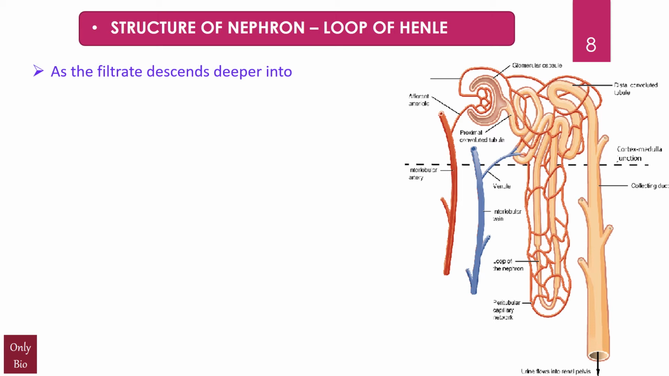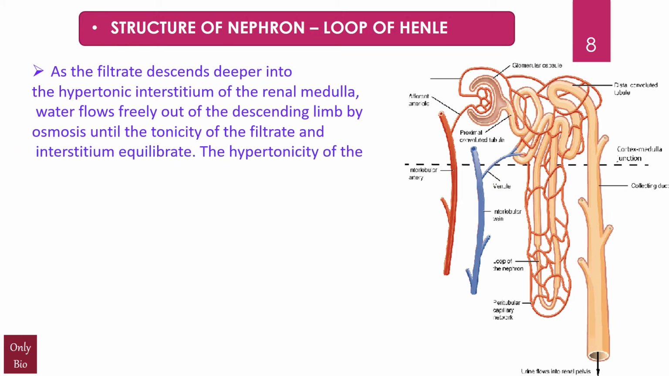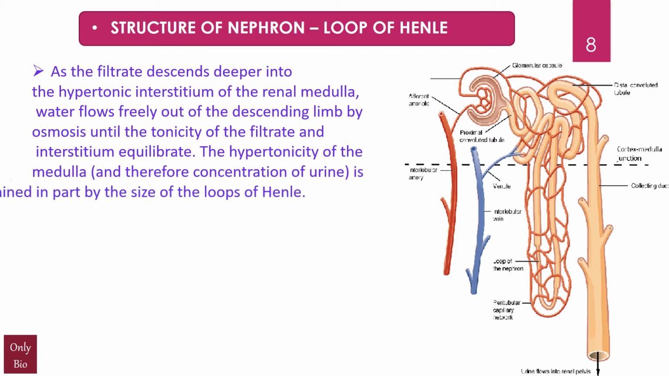As the filtrate descends deeper into the hypertonic interstitium of the renal medulla, water flows freely out of the descending limb by osmosis until the tonicity of the filtrate and the interstitium equilibrate. That is, it comes in balance. The hypertonicity of the medulla and therefore concentration of the urine is determined in part by the size of the loops of Henle.